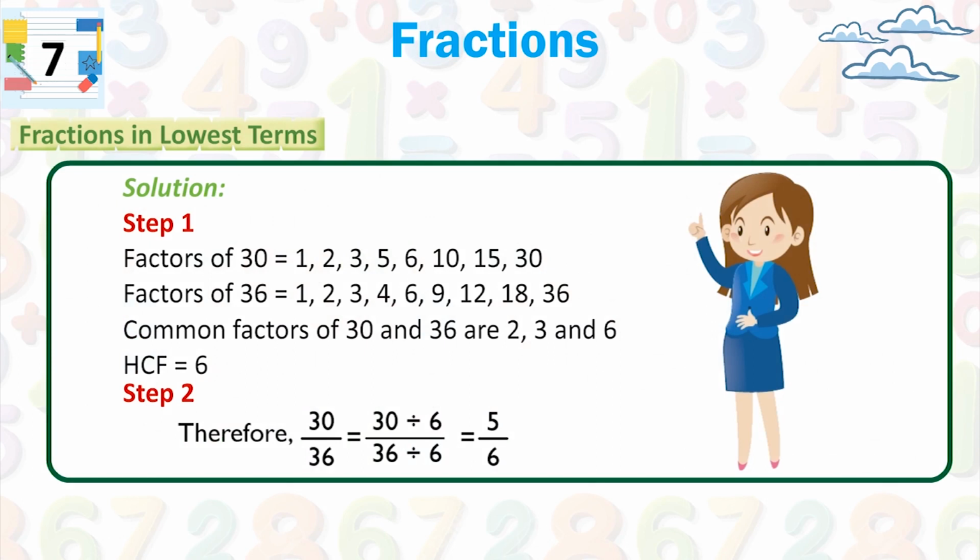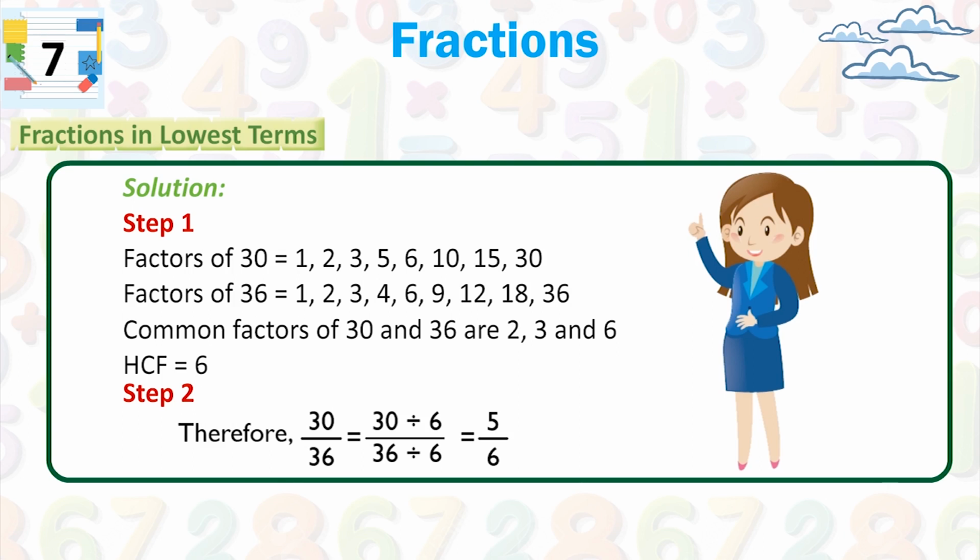Step 1. Factors of 30 are 1, 2, 3, 5, 6, 10, 15, 30. Factors of 36 are 1, 2, 3, 4, 6, 9, 12, 18, 36. Common factors of 30 and 36 are 1, 2, 3 and 6. HCF is 6.